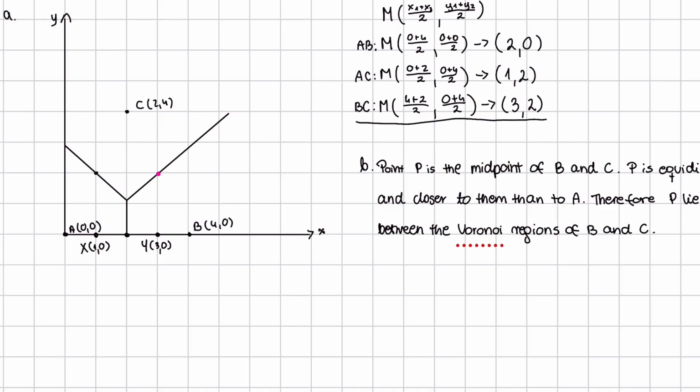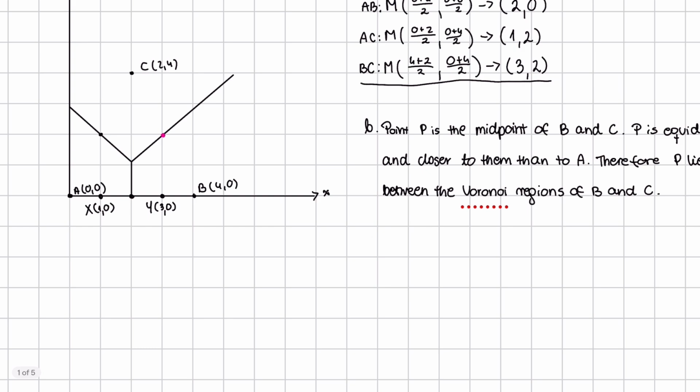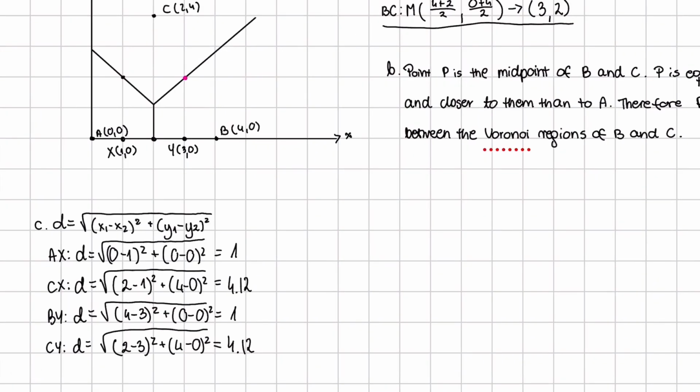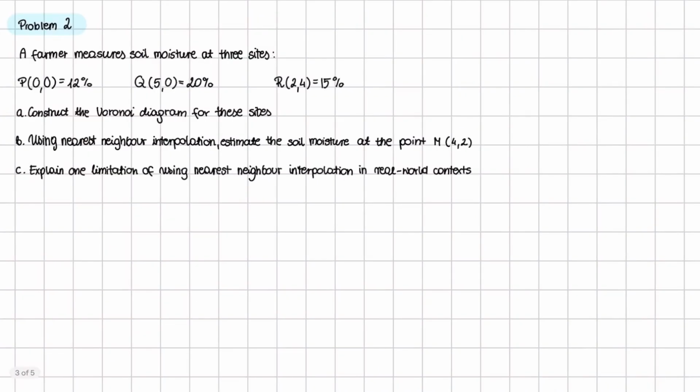However, for now you can observe that distances AX and BY are smaller than the distances from X and Y to C. However, we have to prove it. So, as you can observe, 1 is of course smaller than 4.12, and here we have the same situation, so 1 is smaller than 4.12.